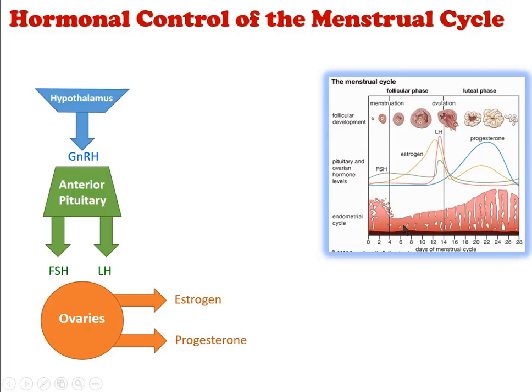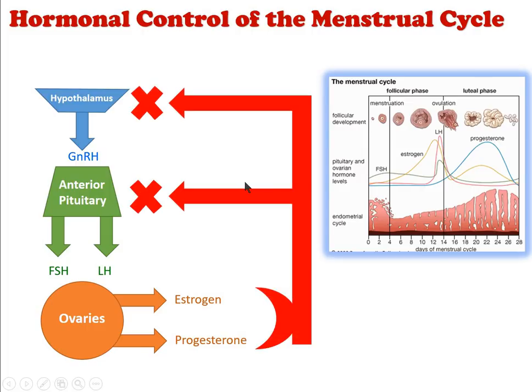Eventually, this is the cycle from 0 to 28, the menstrual cycle. Estrogen is acting during this phase, and progesterone during this phase. You see that the lining is thickening, so basically it is preparing for possible pregnancy. Let's say pregnancy occurs. You definitely don't want this cycle to go over again.